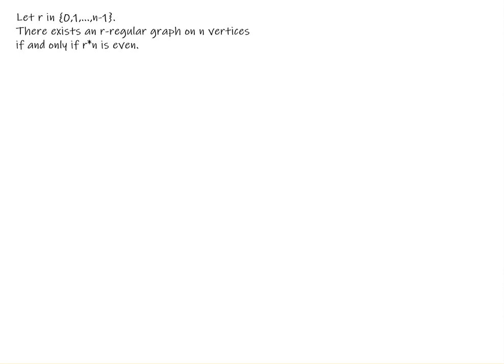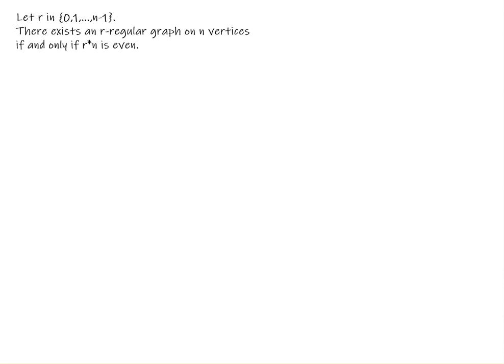So yes, r needs to be definitely in this range, because the smallest degree a vertex can have is 0 and the largest degree a vertex can have is n minus 1. So yes, we want that. And let's prove this. So there are two directions.